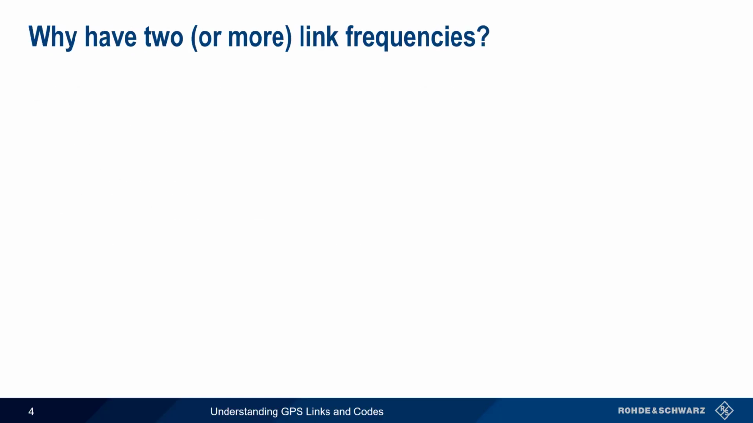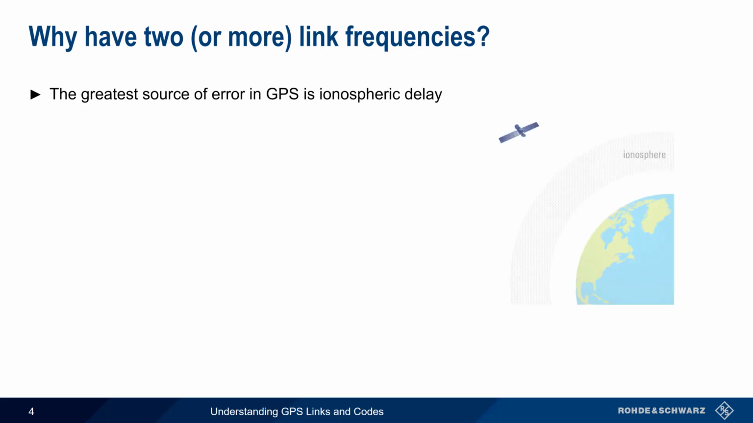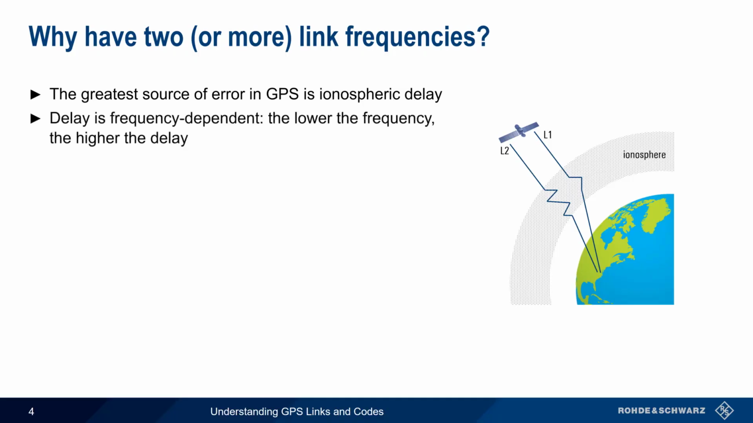The reason for multiple link frequencies is ionospheric delay, which is the greatest source of error in GPS. Signals from GPS satellites are delayed as they travel through the ionosphere, and this delay varies with both time and location. This delay is also frequency dependent. The lower the frequency, the higher the delay. The difference is, however, related by a simple scaling factor.